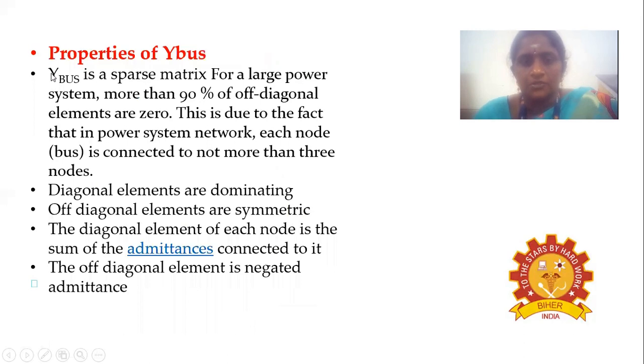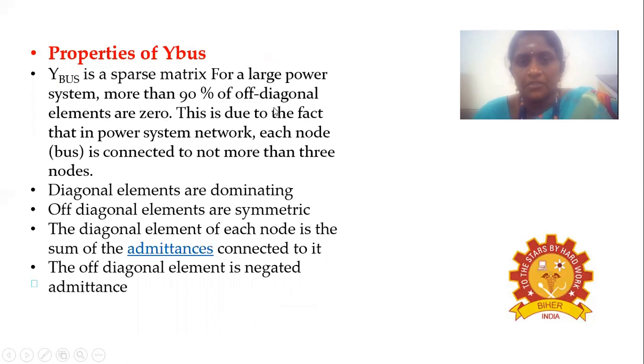Now, properties of Y bus. Y bus is a sparse matrix. Already I told you, sparse matrix means most of the elements, that is 90% of the off-diagonal elements, are 0.